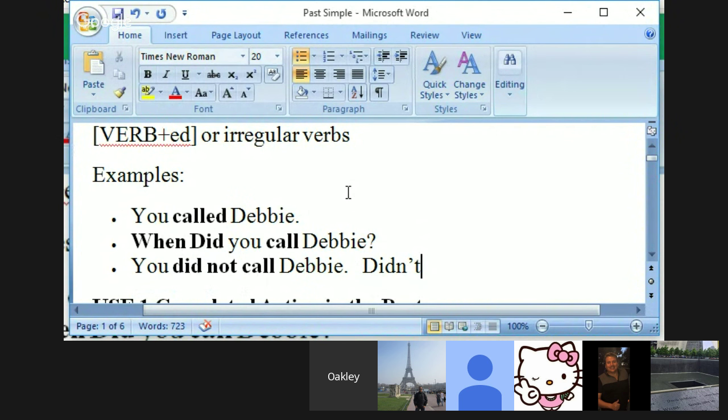So now we're going to look at the uses, and then after I explain them briefly, you guys are going to try to form your own sentences to show that usage.